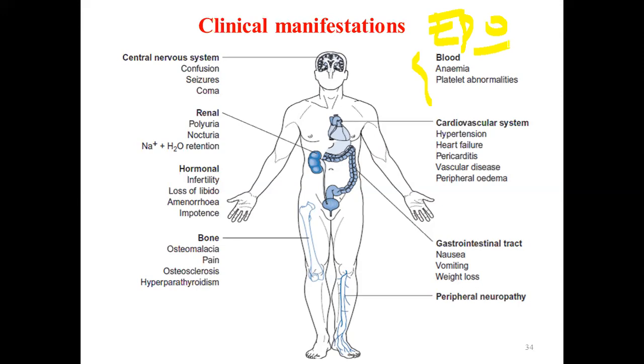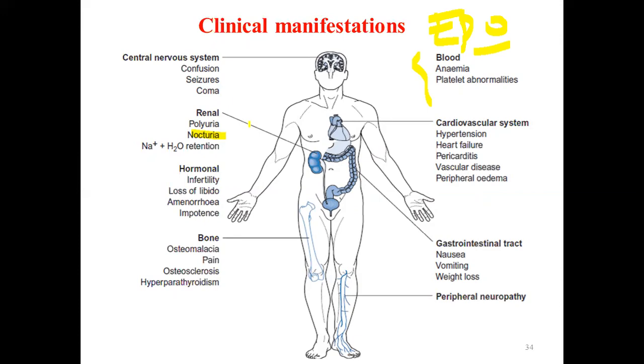So the patient can have anemia. When you look at the renal system, the patient can have polyuria and sometimes even inability to concentrate urine at night time. We call it nocturia, which can also occur. Then, as a result of derangement in the renal function, the kidney is not able to maintain fluid balance, so there is high probability of having sodium and water retention.